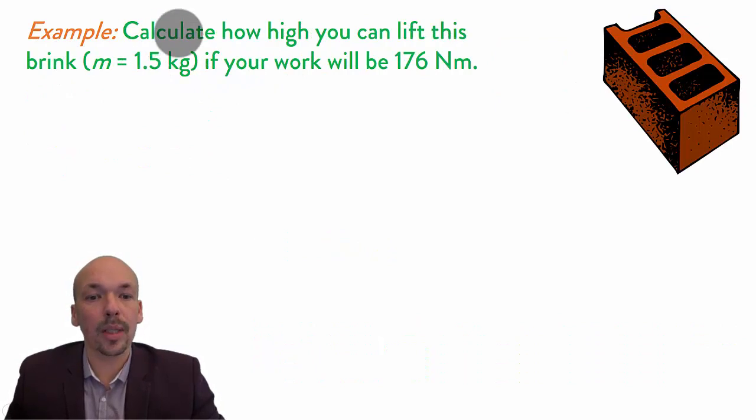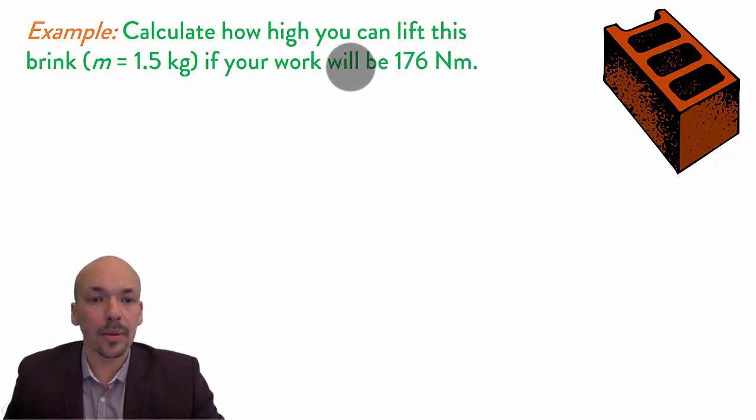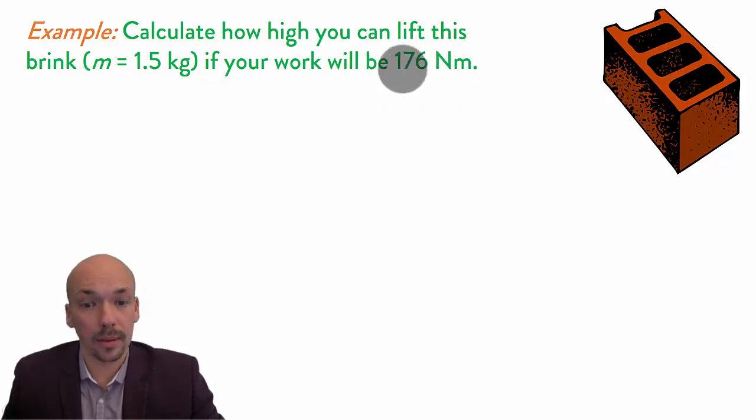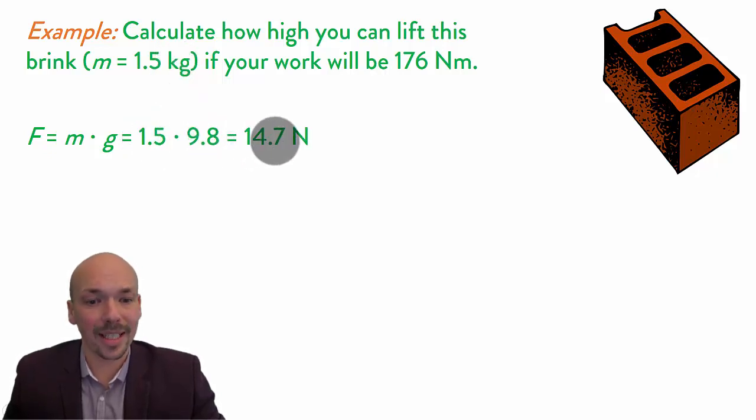Another example, calculate how high you can lift this brick with a mass of 1.5 kilogram if your work will be 176 Newton meters. So to calculate the height of this brick, we need to have the force and we need to have the height. Well, the height we have to calculate, we already have the work, but we need the force and we only got a mass. So we first have to calculate the force with this mass. So the force is the mass multiplied by the acceleration due to gravity, which is 9.8. So 1.5 kilograms multiplied by 9.8 is a force of 14.7 newtons. So you will use a constant force of 14.7 newtons to lift this brick.